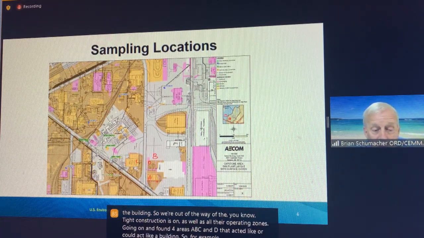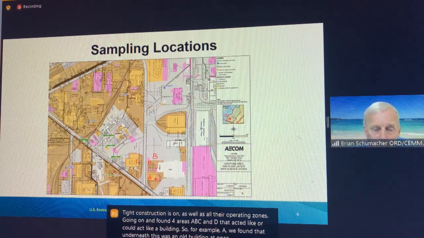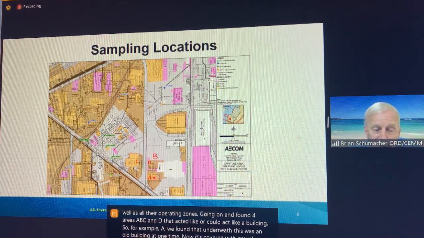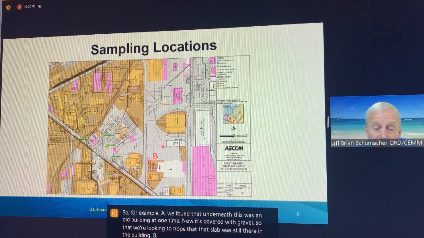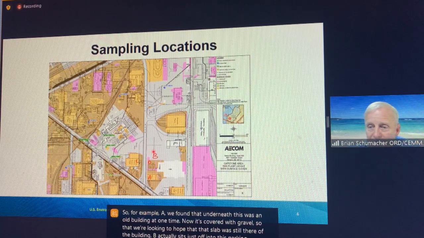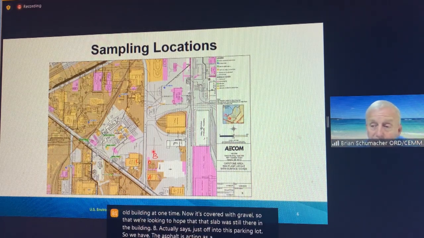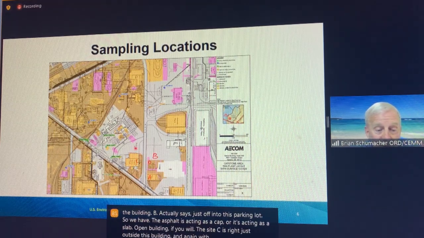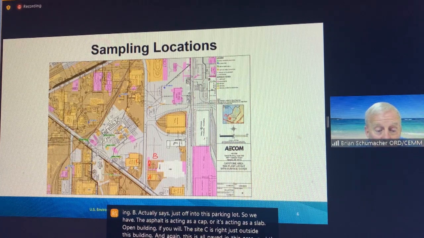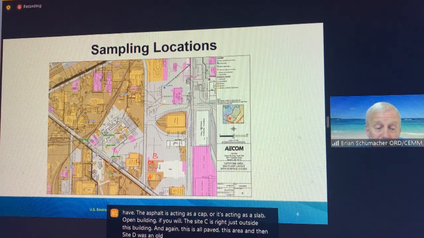So, for example, at site A, we found that underneath this was an old building at one time. Now it's covered with gravel, so we're hoping that the slab is still there from the building. Site B sits just off into this parking lot, so the asphalt is acting as a cap, or as a slab of a building, if you will. Site C is just outside of this building, and again, this is all paved in this area. And Site D was outside of an old building, and that's covered with gravel.